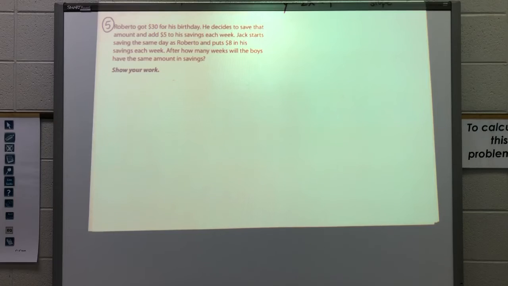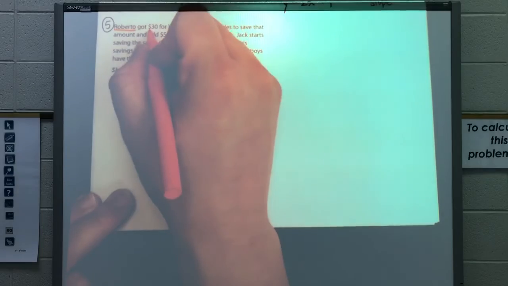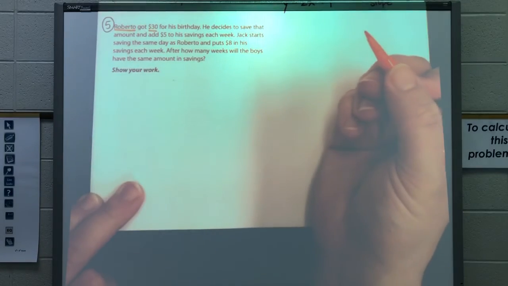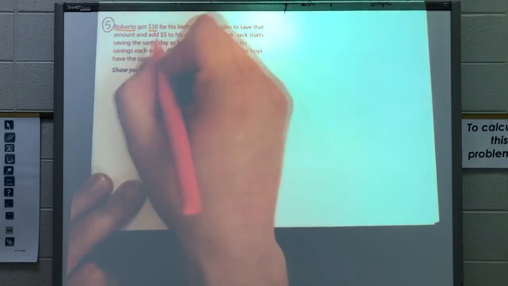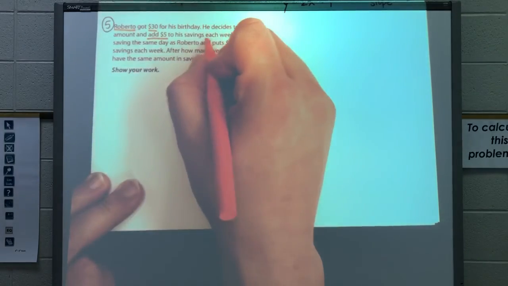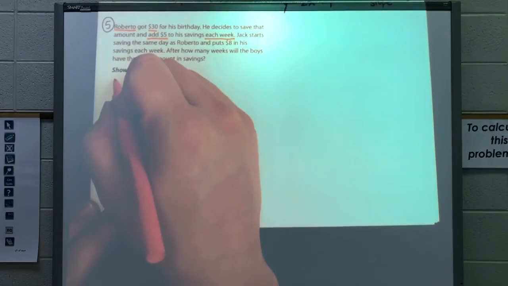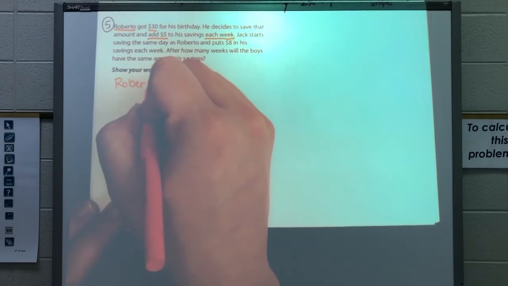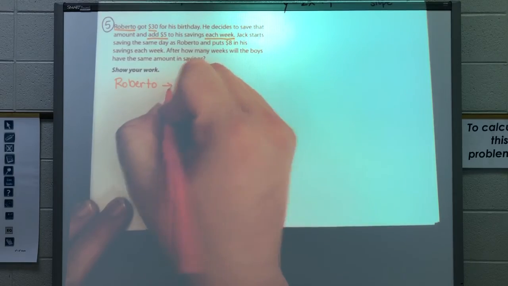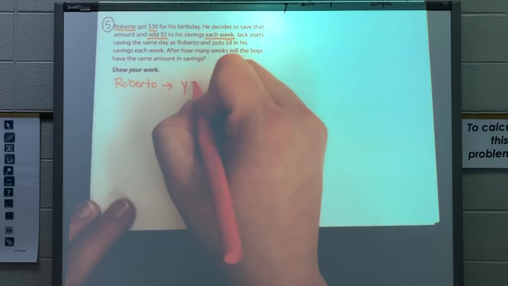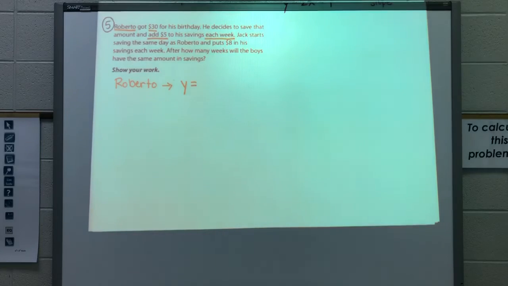Okay, so let's go through that one more time. It says Roberto, I'm going to do him in orange. Roberto got $30 for his birthday, and he decides to save that amount and add $5 to his savings each week. We have 2 values there. One of those values is going to be my slope. One of those values is going to be my y-intercept. So let's talk about Roberto. $30 for his birthday, and he adds $5 each week.